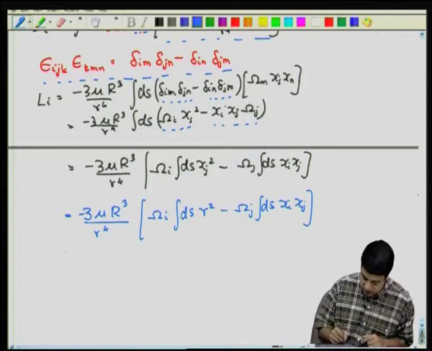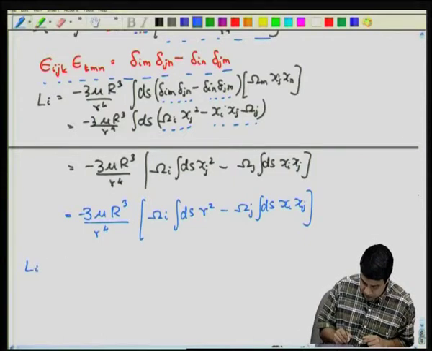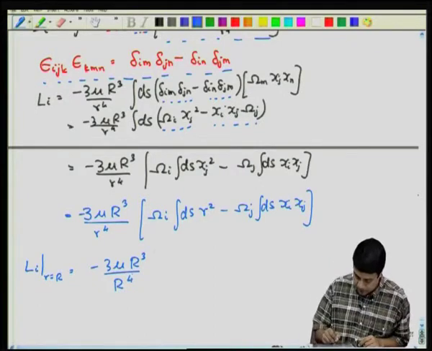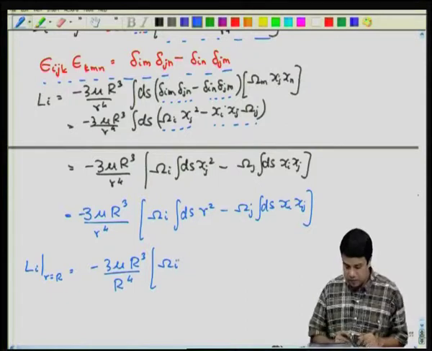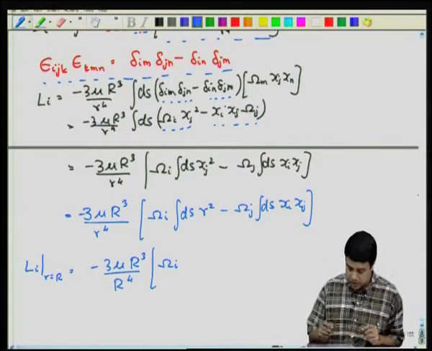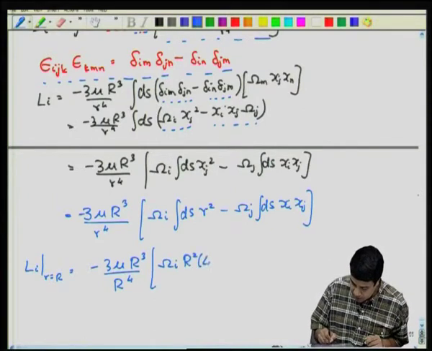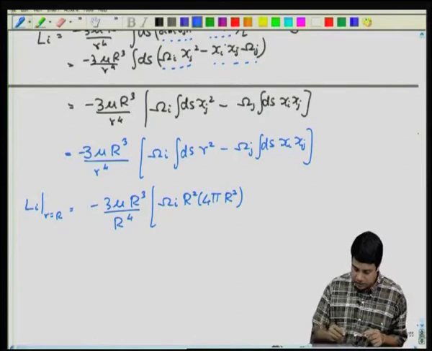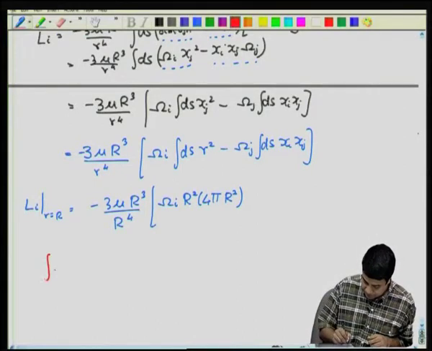So, on the surface of the sphere, the torque at r equal to capital R is minus 3 mu r cubed by r power 4, where r is equal to capital R on the surface of the sphere. I will get omega i times r square, with r equal to capital R on the surface of the sphere, times the surface integral. So, this is just equal to r square times 4 pi r square. And I have the second term here, integral dS of x i x j.